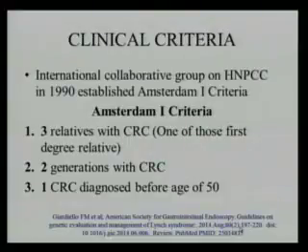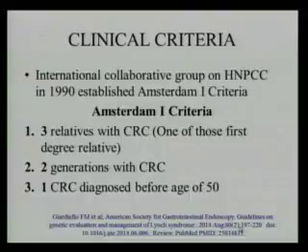So in 1990, they founded the Amsterdam 1 criteria. Easy way to memorize it: 3, 2, 1. So you have 3 relatives with colorectal cancer. One of these relatives must be a first degree relative. It has to be 2 different generations involved. And one of these 3 relatives must have colorectal cancer before the age of 50.